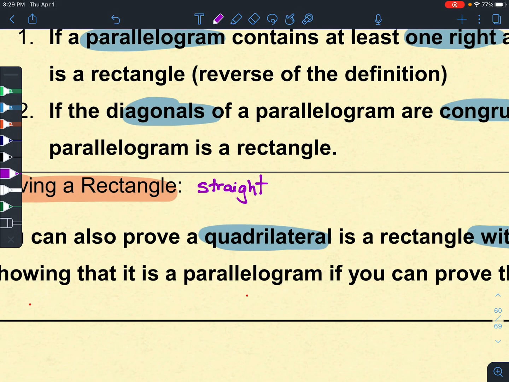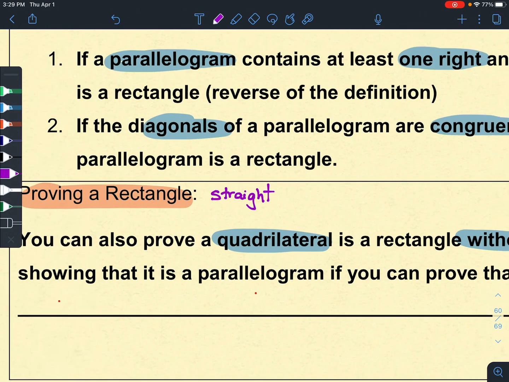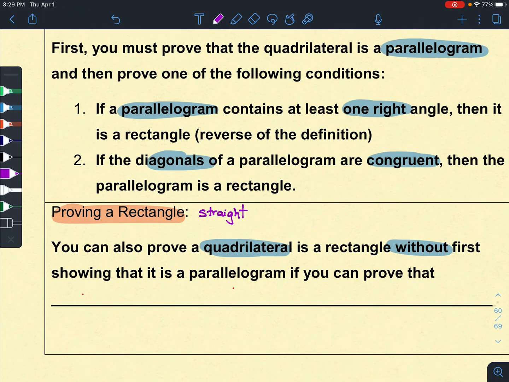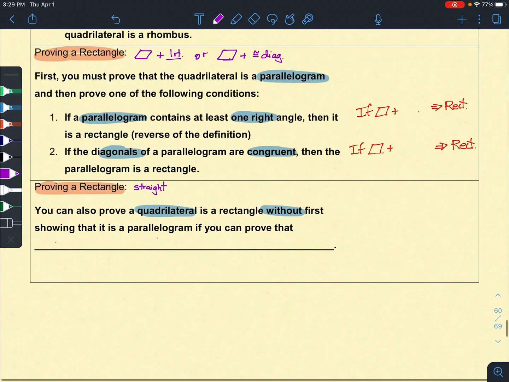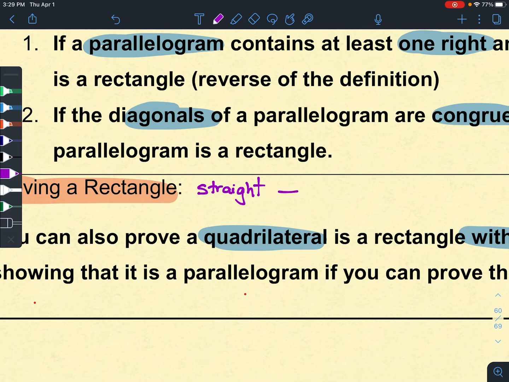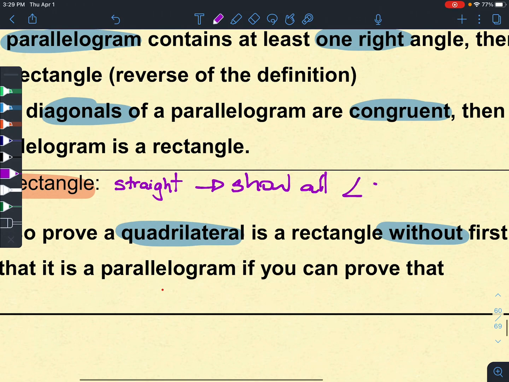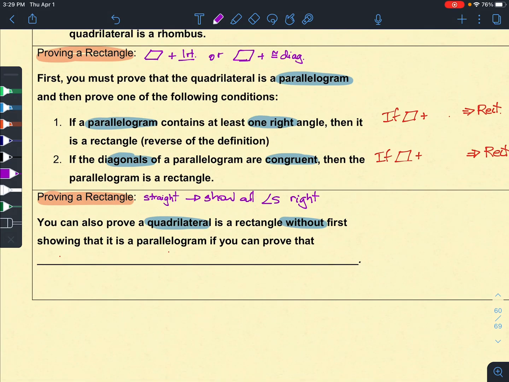Doing a rectangle straight, avoid the parallelogram completely. Yeah. So here we would then show that all four angles are right angles. Okay. I don't know why. Oh, I see. That's the missing line there. So the straight would be show all angles right. Okay.